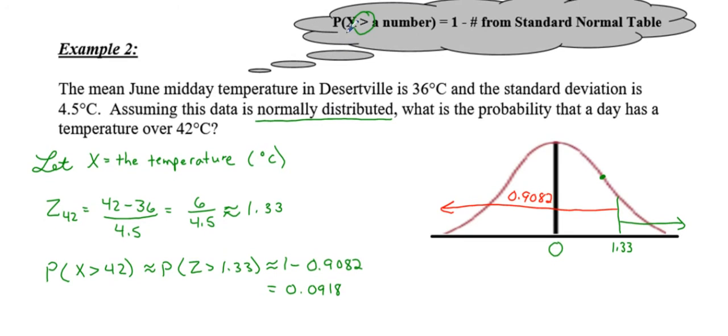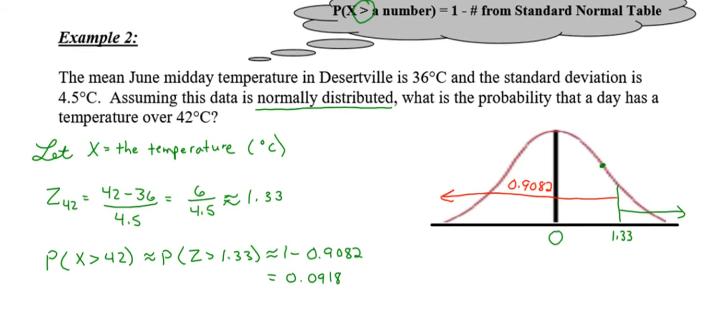So to find the probability that your variable is greater than a number, you find the number, you change it to a z-score, round it to two decimal places, find the number from the standard normal table, and subtract it from 1.